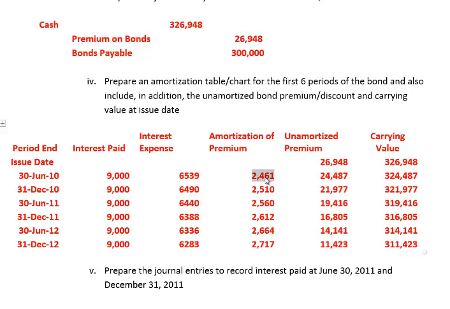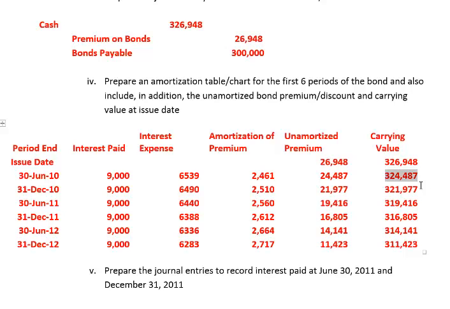We'll deduct the premium that we amortize in this 6-month period from the amount of unamortized premium in order to get an unamortized premium now of $24,487. When we add that to the bond payable value of $300,000, we will get our bond carried on our balance sheet at the end of June at $324,487.